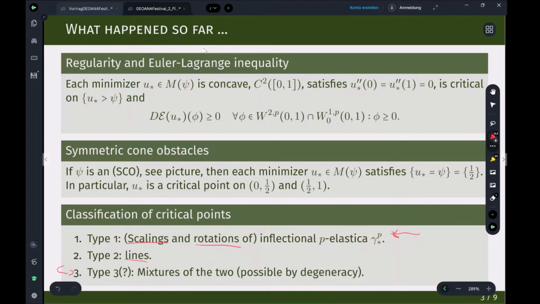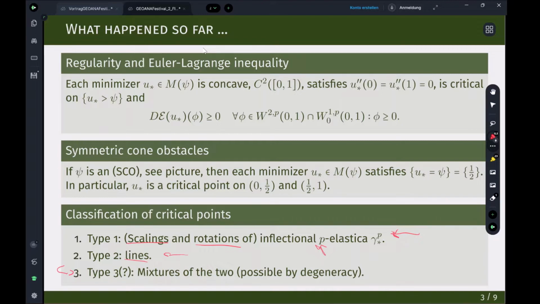Namely, I could also get type 3 critical points, which are mixtures of those 2 critical points. Because of the degeneracy that we discovered last time, it might be possible to mix those 2 types of critical points and make a new critical point out of this mixing procedure.